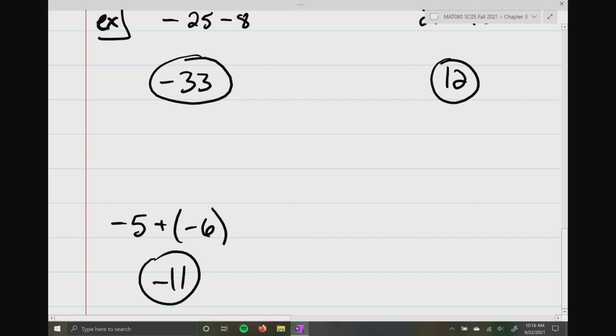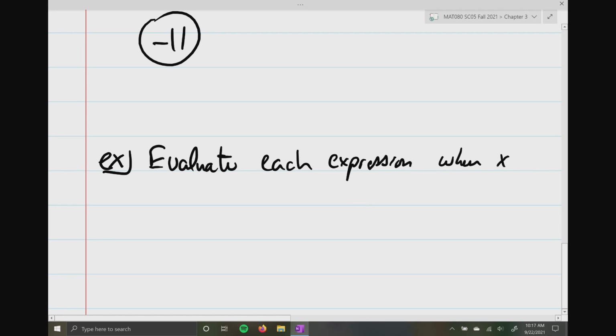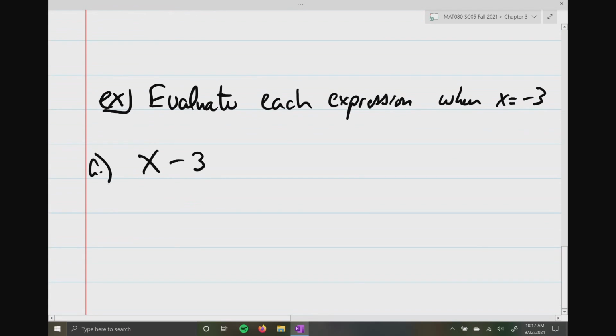Awesome job, everybody. Now, the only way that I can try to make these problems a bit more difficult is if I switch up the directions a little bit. For example, if I ask you to evaluate each expression when x equals, we'll say, negative 3. And here are the expressions: x minus 3 and 100 minus x. Okay? So remember, evaluate.